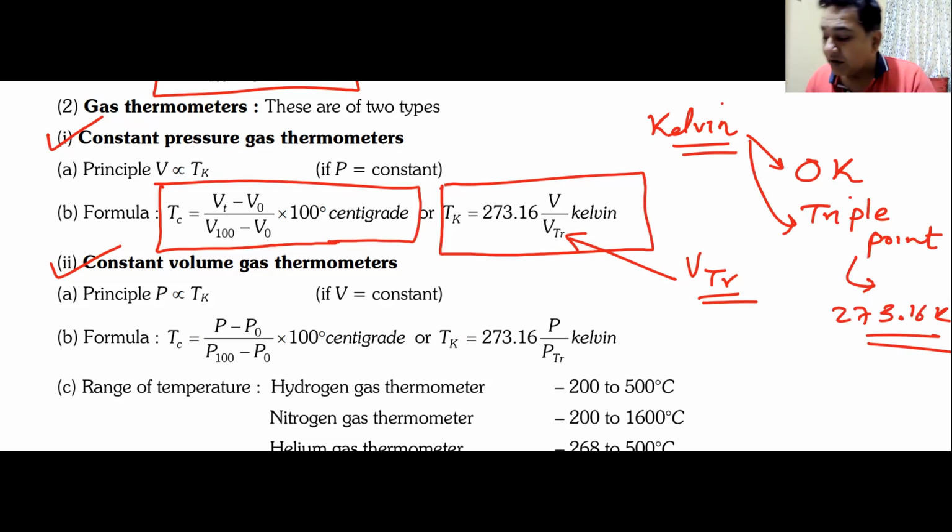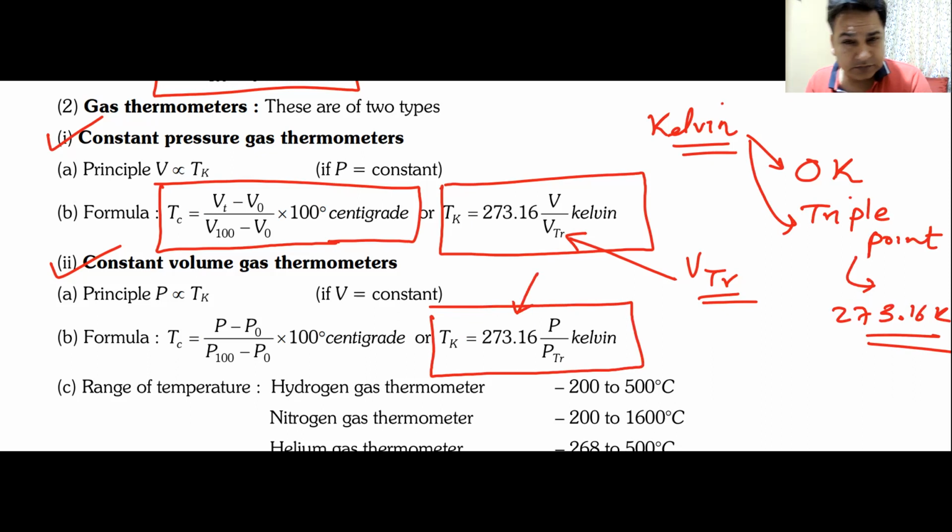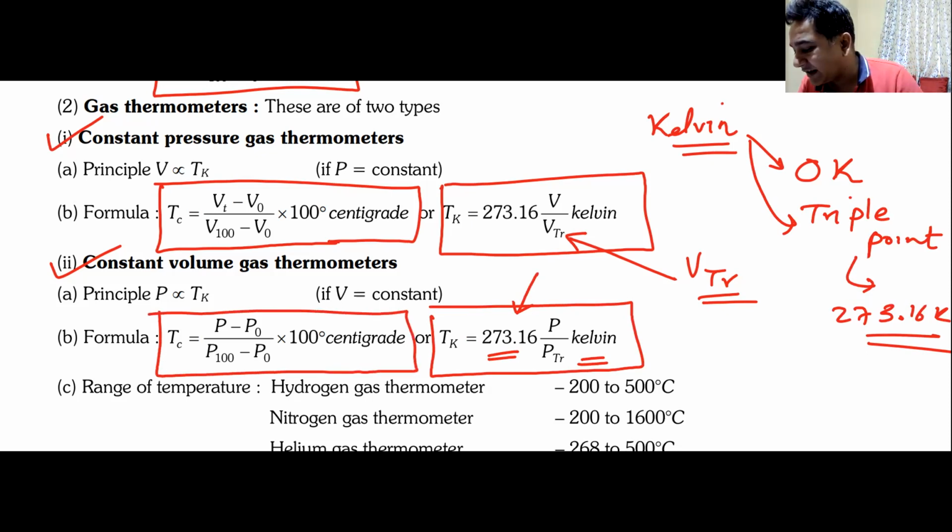Yes, sir. So for any calculation of temperature on the Kelvin scale, you have the formula which looks like this. For the Celsius scale, the formula looks like this. Temperature on the Celsius scale is (P minus P naught) divided by (P100 minus P naught), multiplied by 100. But for the Kelvin scale, it becomes 273.16 multiplied by P divided by the pressure at the triple point of water.